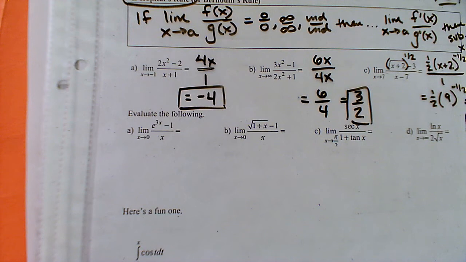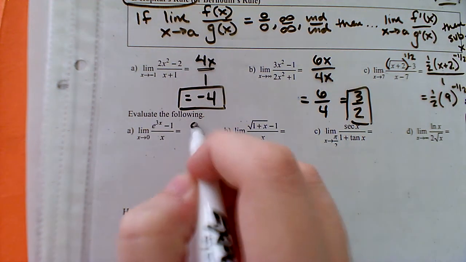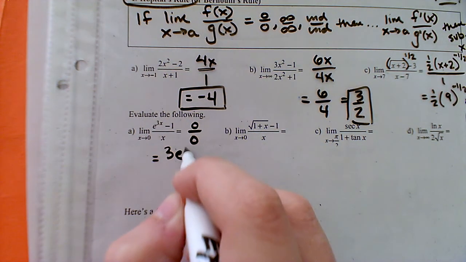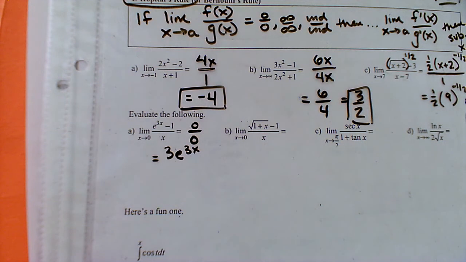e to the 0 is 1. 1 minus 1 is 0. Plug in 0 down below, we get 0 again. So notice how we have that indeterminate form. Let's go ahead and check out L'Hopital's rule. So derivative of the top over derivative of the bottom. What's the derivative of e to the 3x? Remember our derivative shortcuts? There we go. 3e to the 3x. And that's it for the derivative of the top. The derivative of the bottom is 1.